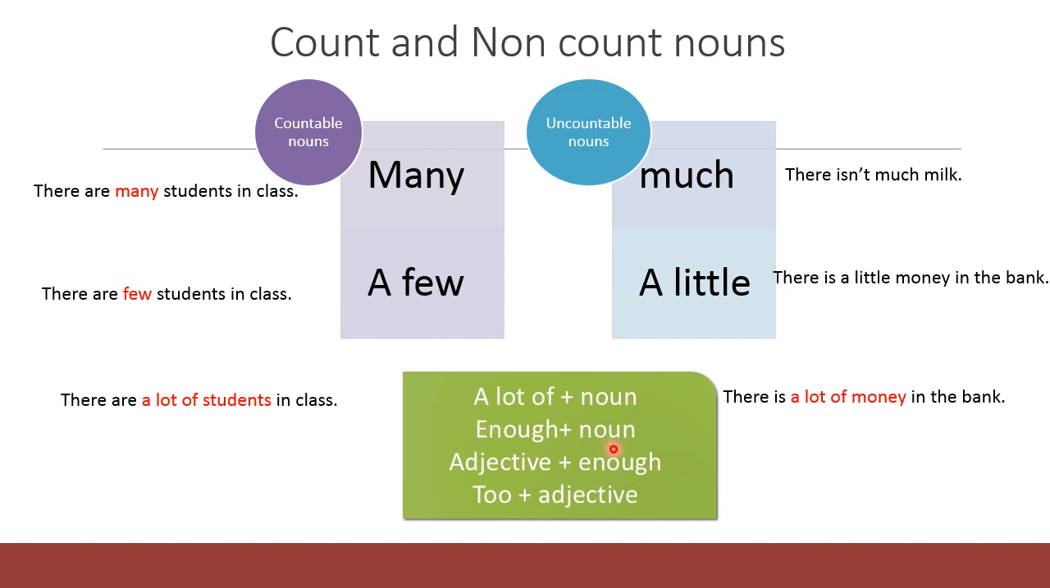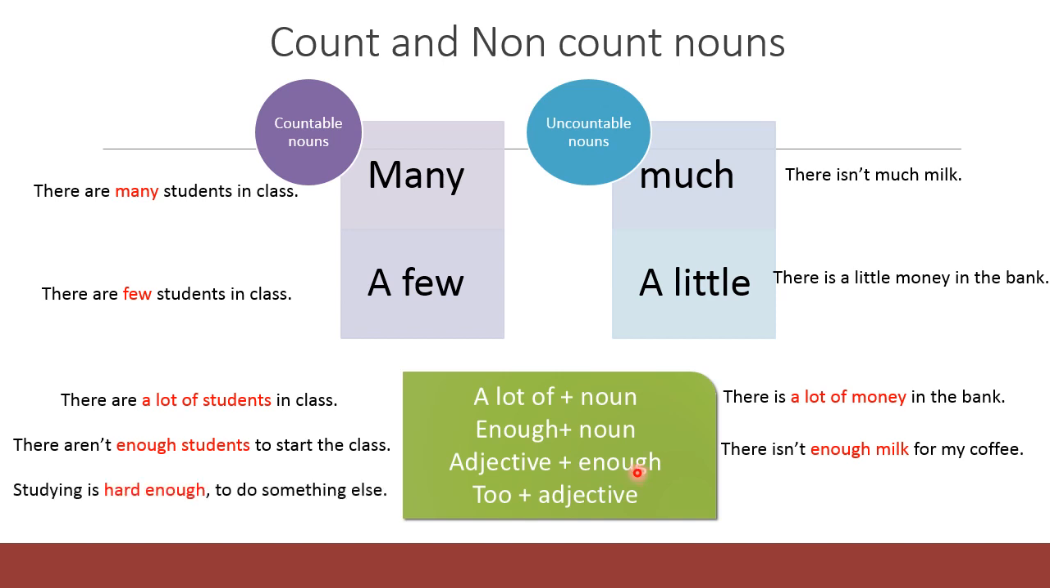With enough plus noun, we can say, there aren't enough students to start the class. With an uncountable noun, there isn't enough milk for my coffee. Now we're going to use adjectives plus enough. Studying is hard enough to do something else. With uncountable nouns, the milk isn't hot enough. Remember, in this case, the meaning of enough is suficiente. So we can translate the sentence, the milk isn't hot enough, in this way: La leche no está lo suficientemente caliente.